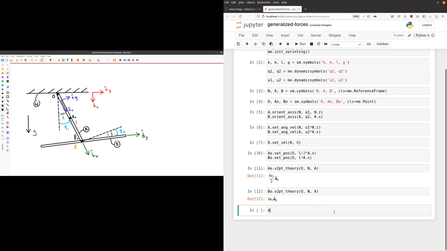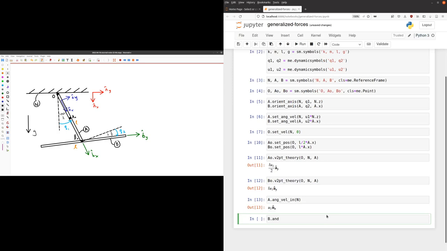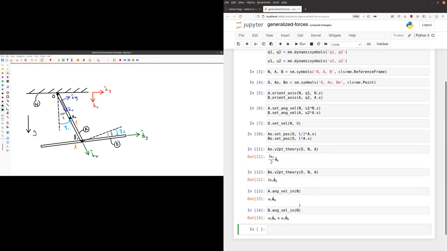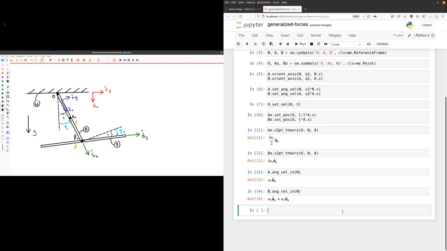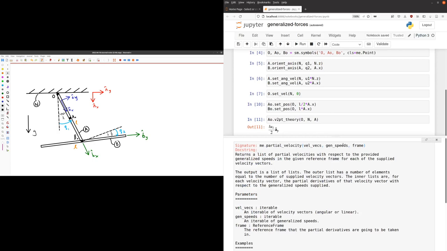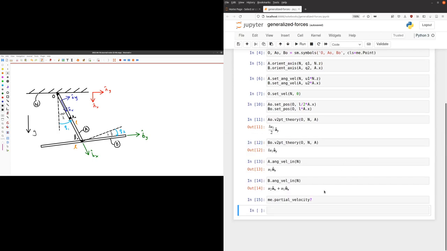So let's check also A.ang_vel_in(N) and B.ang_vel_in(N). There we go. We've got all our velocities in terms of the u's, and we do need some partial velocities at this point. There's a nice function called me.partial_velocity, and you can give it a list of velocity vectors, then a list of generalized speeds, and then the frame you want, to get all of those partial velocities.